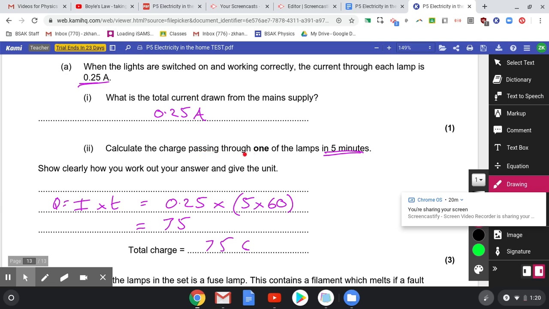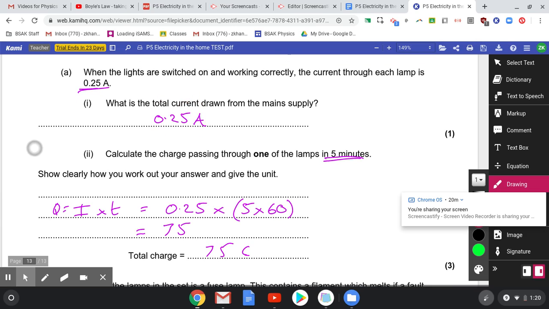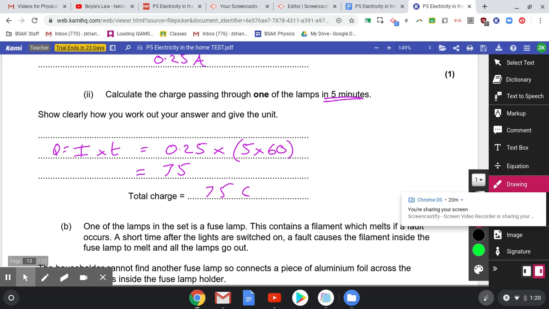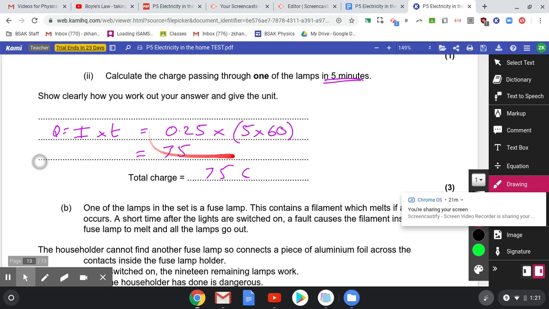Calculate the charge passing through one of the lamps in 5 minutes. So we've got time, we've got current, and we want to work out charge. We know the formula: charge equals current times time. The current is 0.25 amps. The time is in minutes, so we've got to get it into seconds. So it's 5 times 60. So we get a charge of 75 coulombs. That carries a mark, that carries another mark, that carries a mark, and that carries a mark. So overall, that's 1, 2, 3.